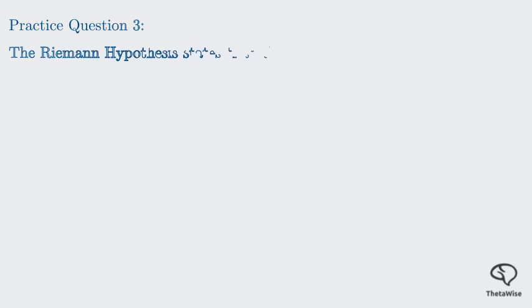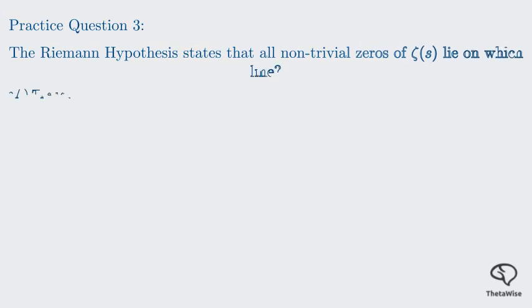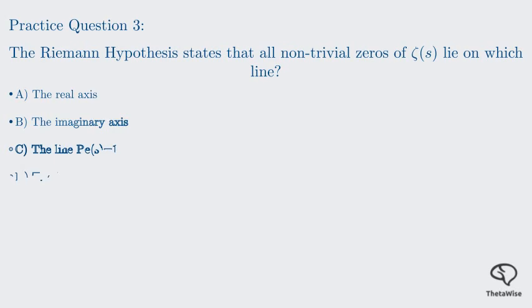Final question. The Riemann hypothesis states that all non-trivial zeros of the zeta function lie on which line in the complex plane? Is it A, the real axis? B, the imaginary axis? C, the line real part equals 1, or D, the line real part equals 1/2? The answer is D, the line real part equals 1/2.